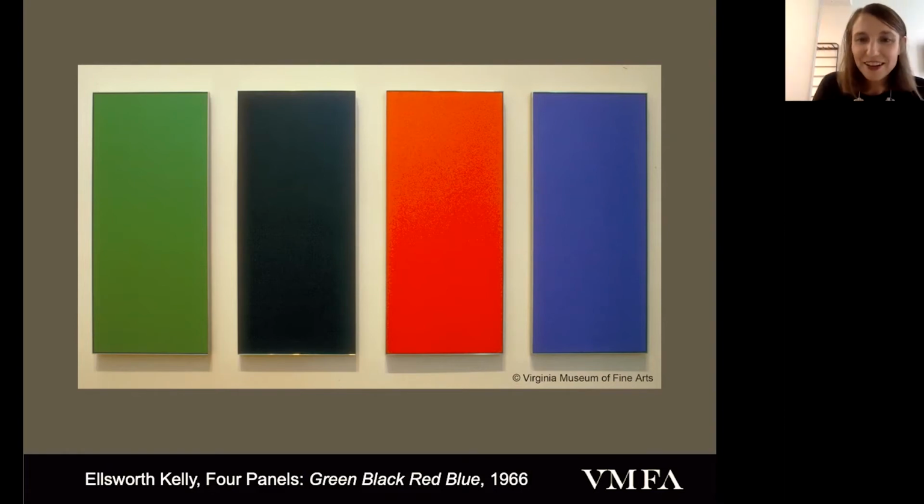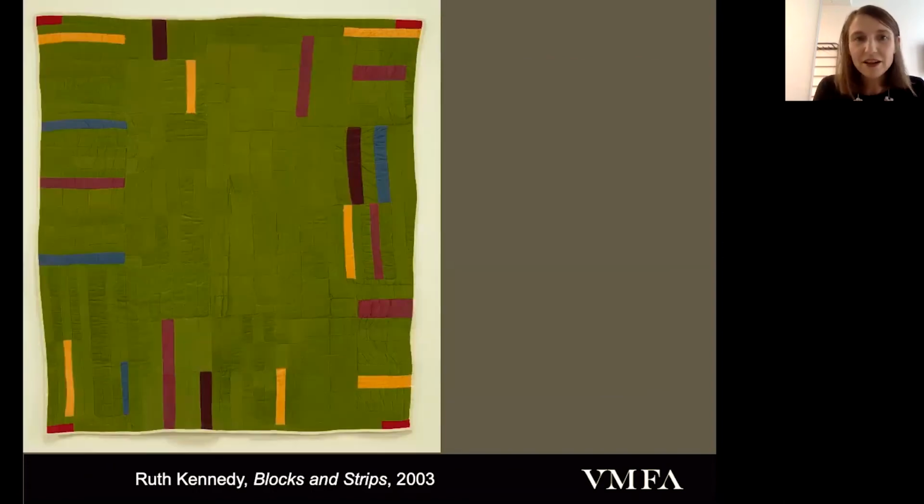And so I think Valerie rather brilliantly paired Ellsworth Kelly's work with Ruth Kennedy's work, Blocks and Strips, a quilt. And Ruth Kennedy is a Gee's Bend quilter in an area now called Boykin, Alabama. It's very isolated by a river on 3 sides, so it's difficult to get to. And Ruth Kennedy actually was within 3 years of the same age as Ellsworth Kelly. So they were both born in the 1920s.